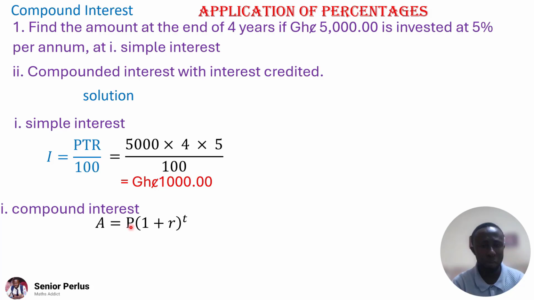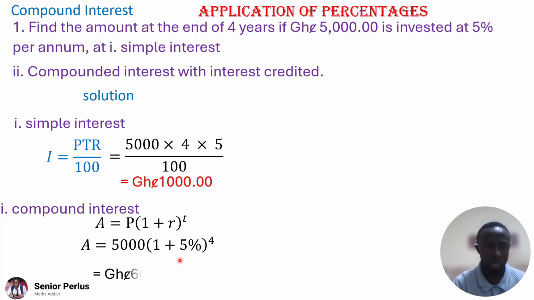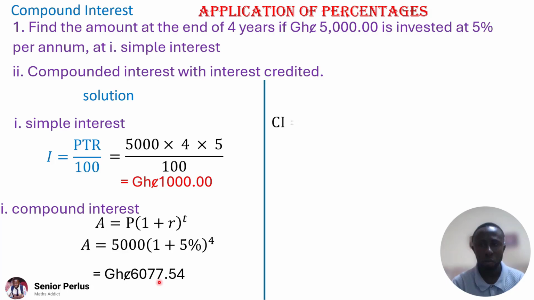Since we know the principal, we know the rate, then we know the time. The time is 4. So principal plus the rate out of 4. Good. Then you can change this one into decimal as 0.05. Okay. Then amount is this. Since we know the amount, we can solve for the compound interest, which is amount minus the principal.